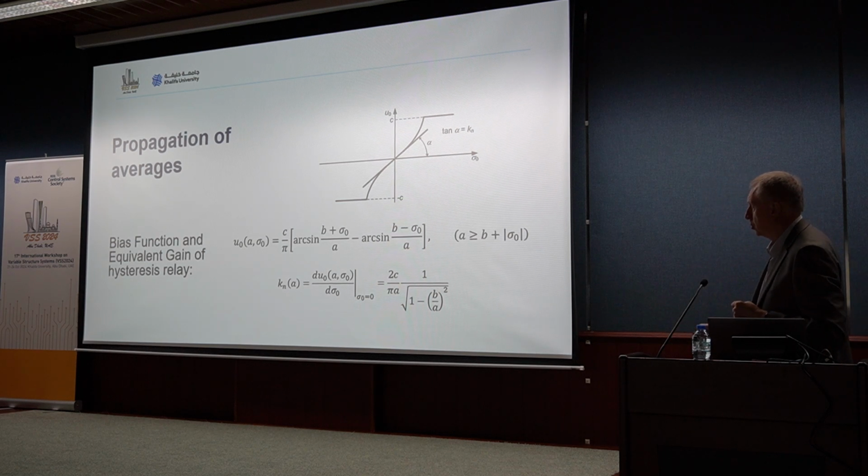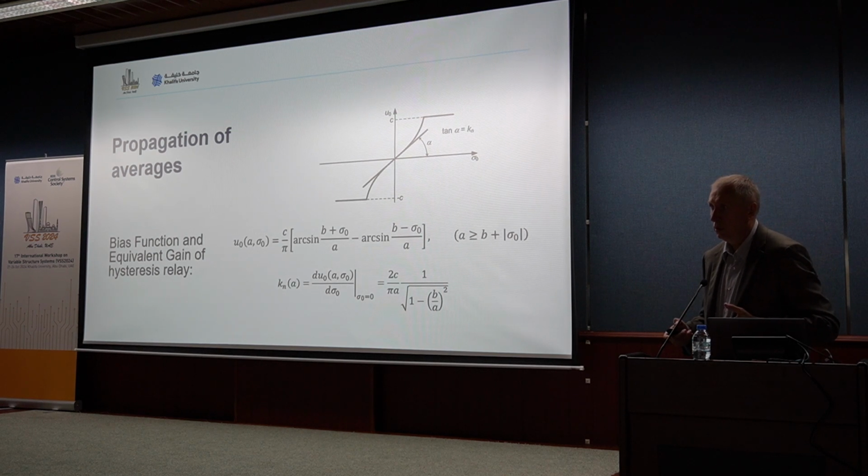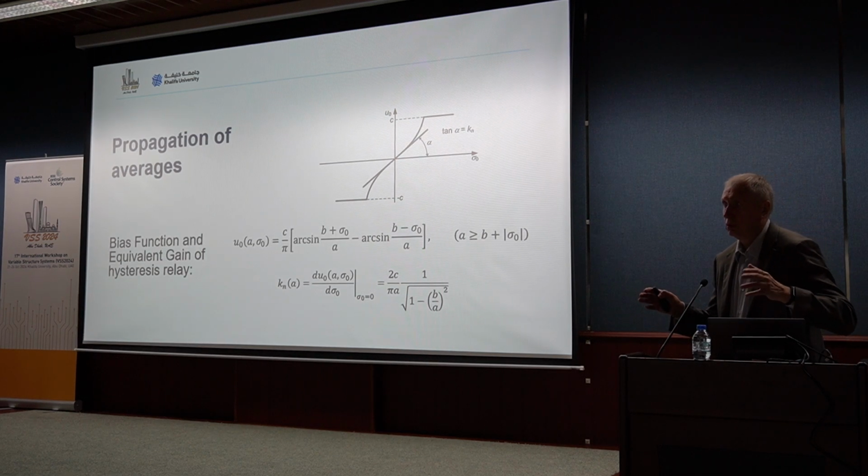Effective nonlinearity for propagation of averages. It is now not the original relay nonlinearity, or the original non-Lipschitz nonlinearity with, let's say, infinite slope at 0. It is now a smooth nonlinearity, which is given by this formula, for example, for the relay. And it is a Lipschitz nonlinearity. So the averages propagate through the relay system, or through the sliding mode control system, as through a Lipschitz system.